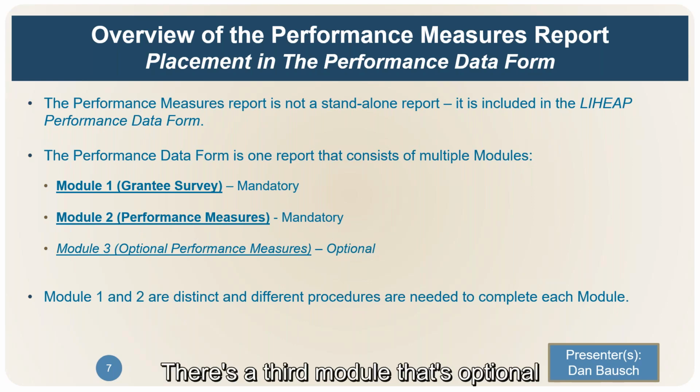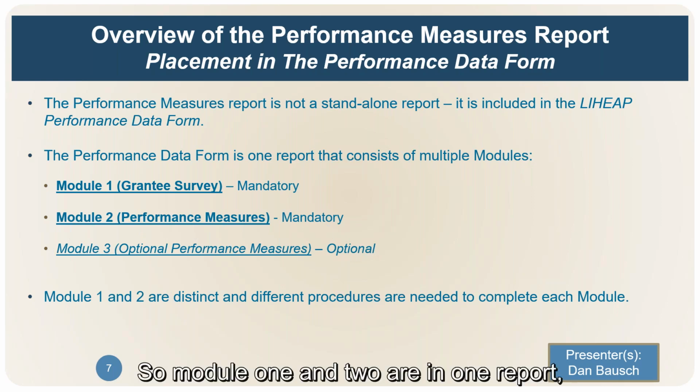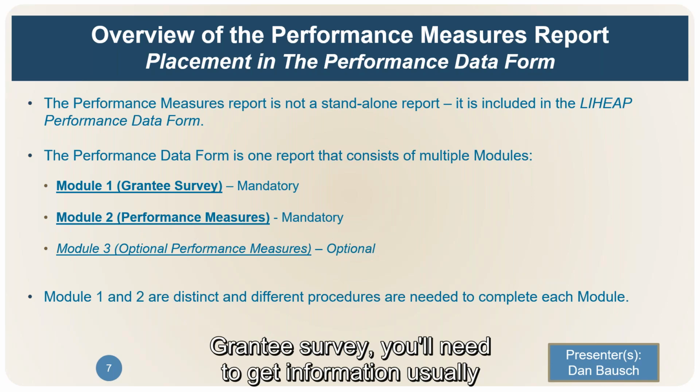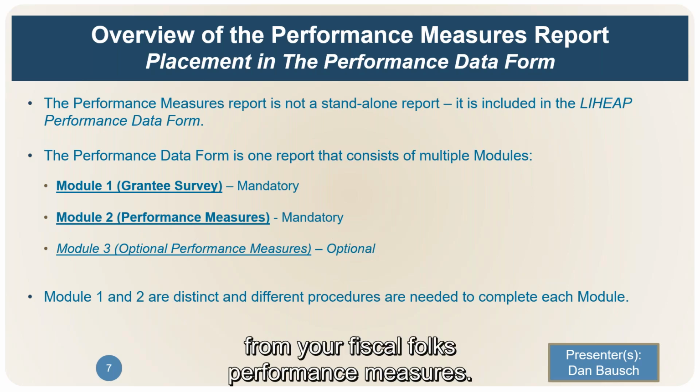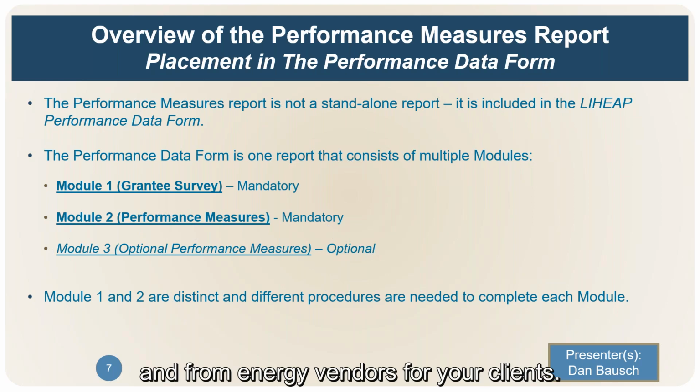There's a 3rd module that's optional for extra performance measures data. Some grant recipients do fill that in. That's more for their own benefit and use to track metrics over time. So module 1 and 2 are in one report, but they're really distinct in what they're asking for. Grantee survey, you'll need to get information usually from your fiscal folks. Performance measures, you'll need to get data from your data system and from energy vendors for your clients.